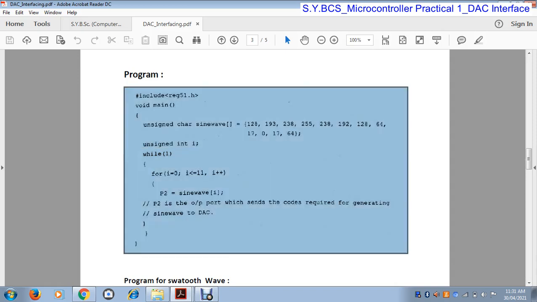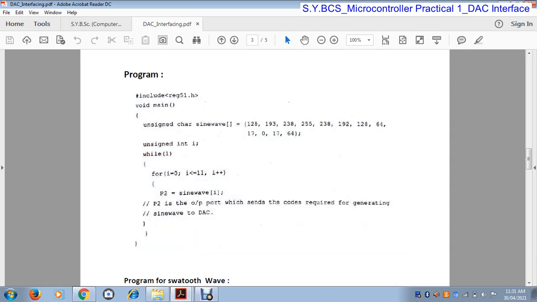Now here i is equal to 0, i is less than or equal to 11, and i plus plus. So here we write a for loop. Why do we write a for loop here? Because we know the step size. There are 11 step sizes, and for each step size the DAC generates a wave. So for these step sizes we give an array index from 0 to 11.